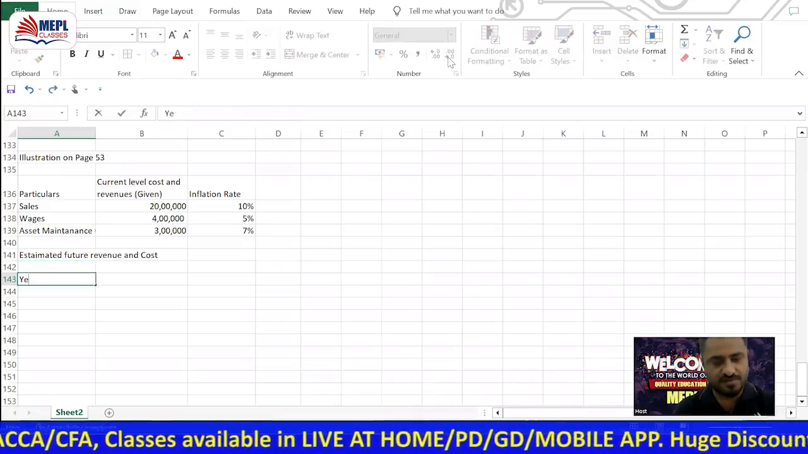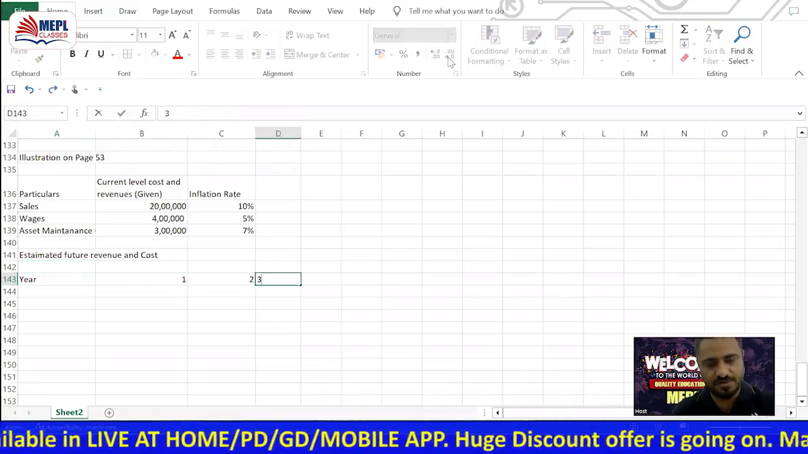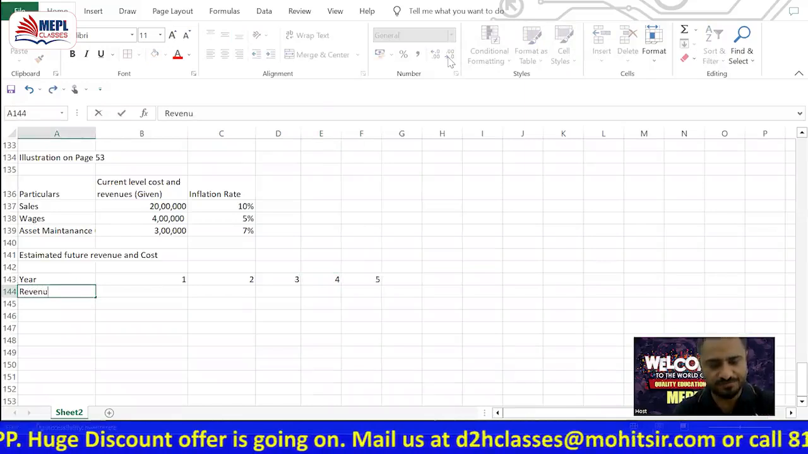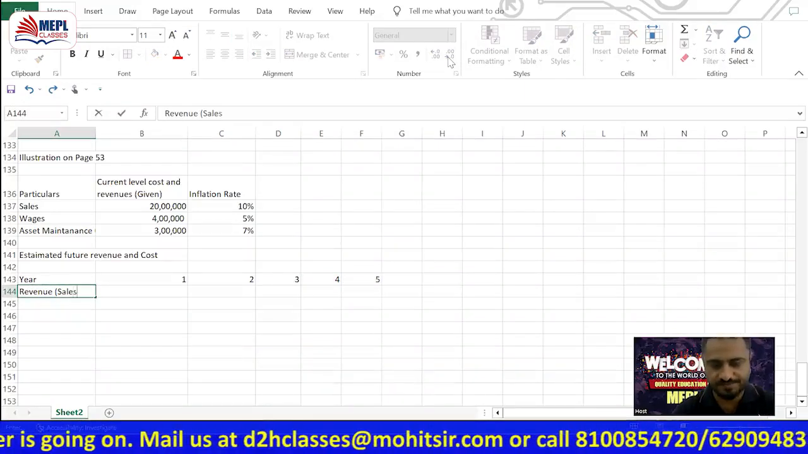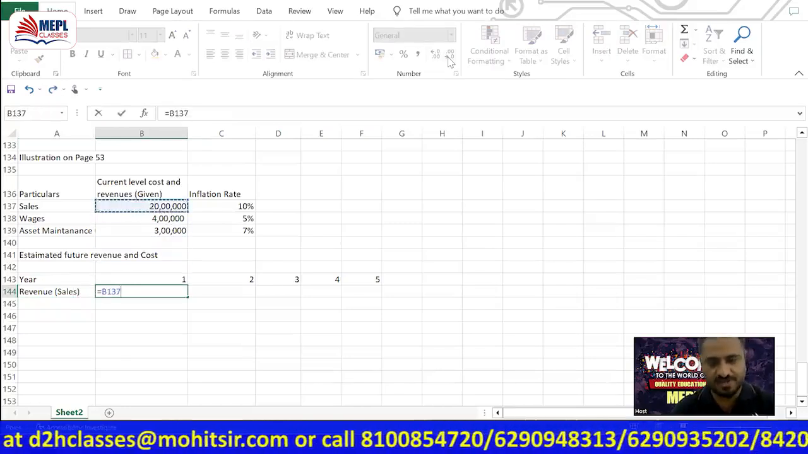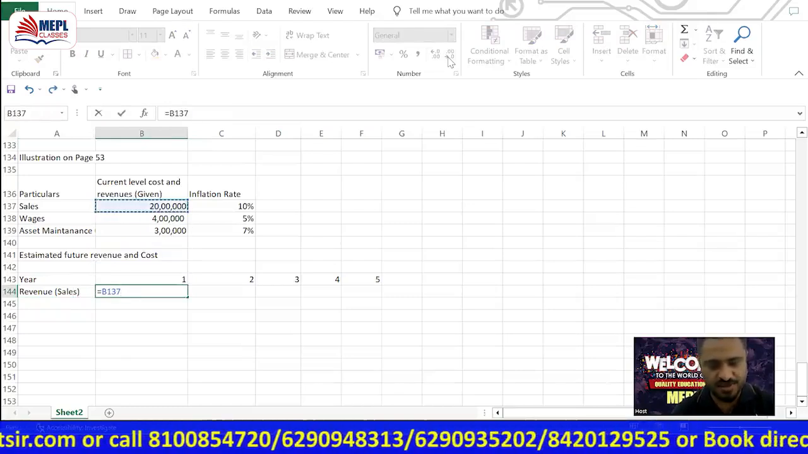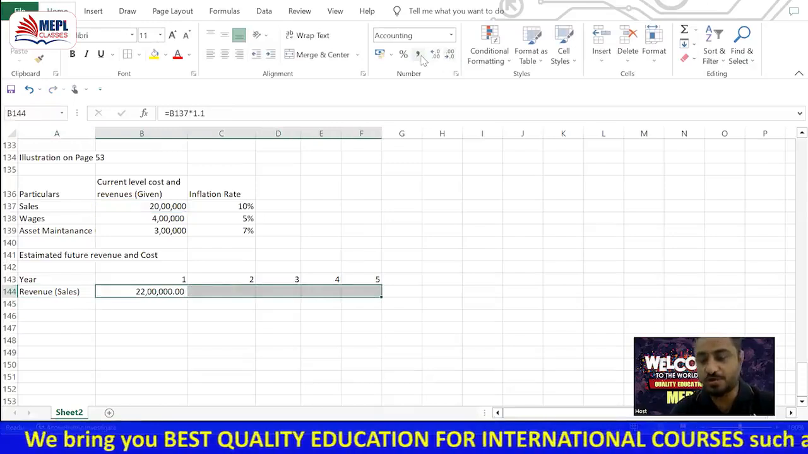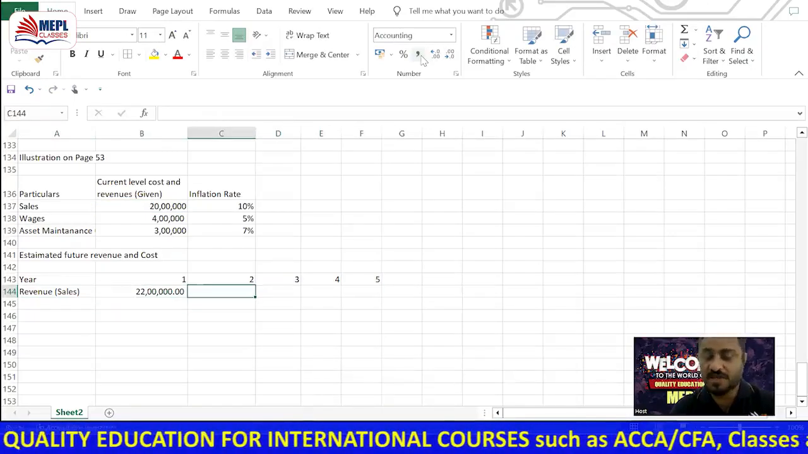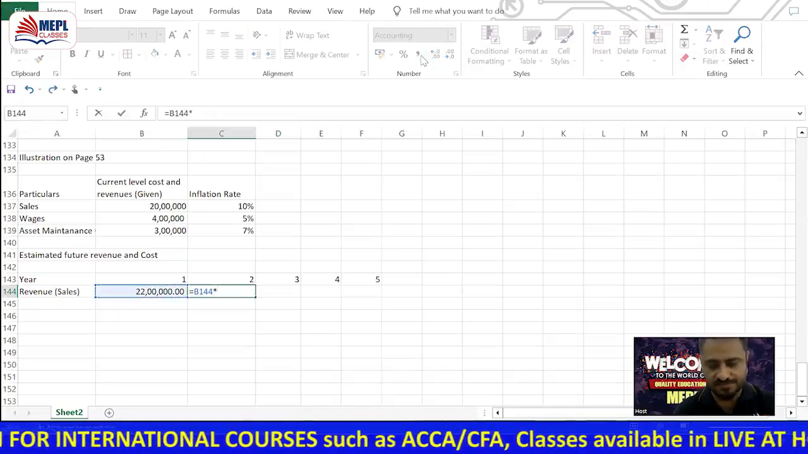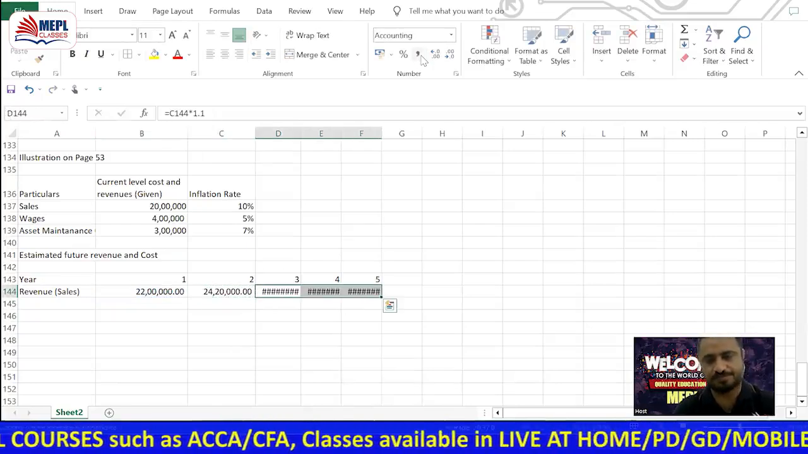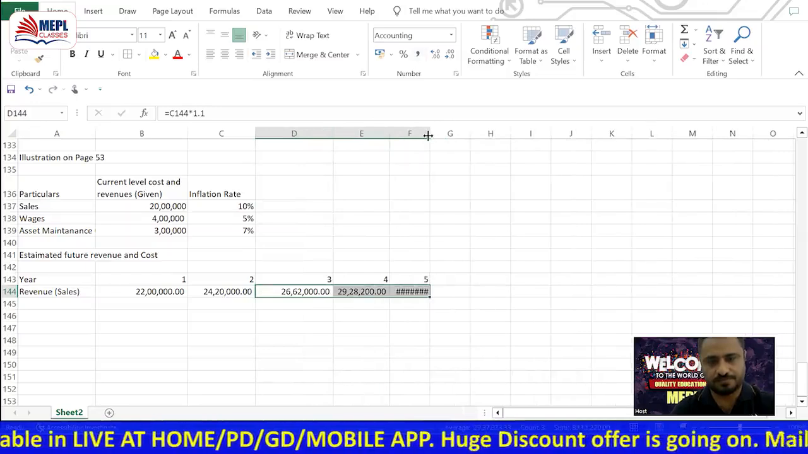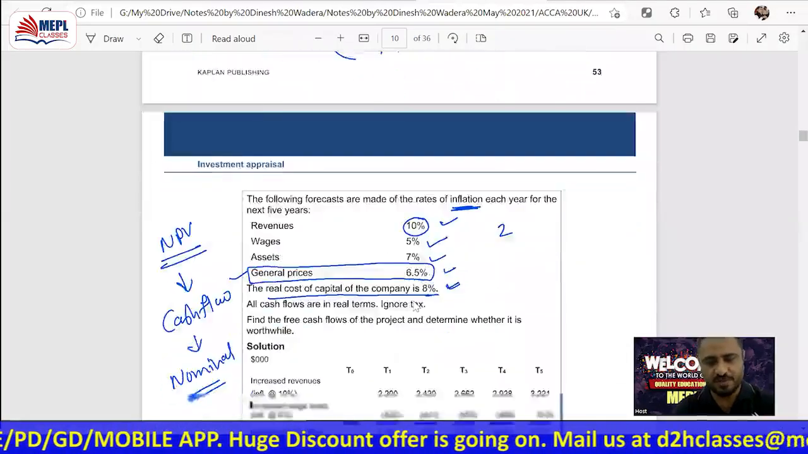So let's list the year here. 1, 2, 3, 4, and 5. Let's call it revenue or say sales. So if the current level sale is 2 million and it is expected to be increased by 10%, next year it is going to be 2.2 million and it will keep increasing at a rate of 10% each year. So we get expected revenue for all those years.